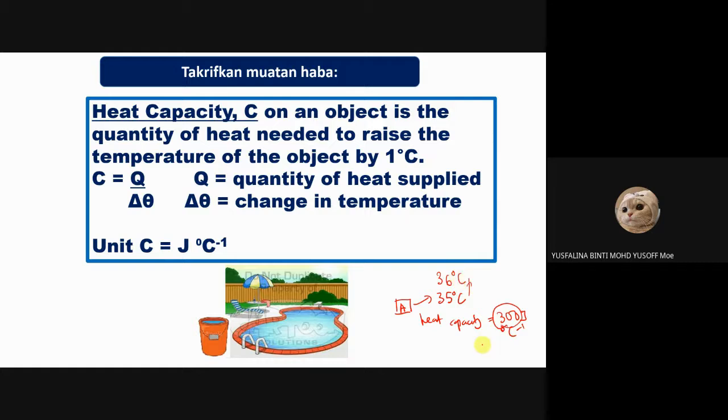So let's say if I give 600, so it will increase how much? It will increase 2 degrees Celsius. So 35 plus 2 is 37 degrees Celsius. So that's what it means by heat capacity.